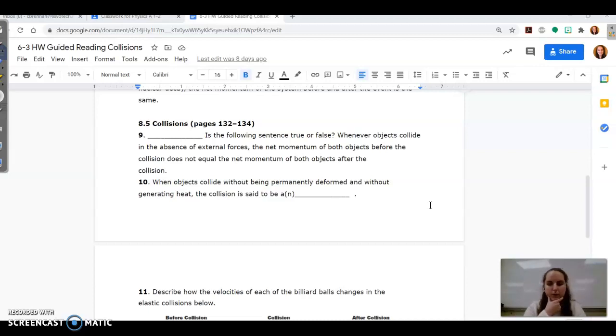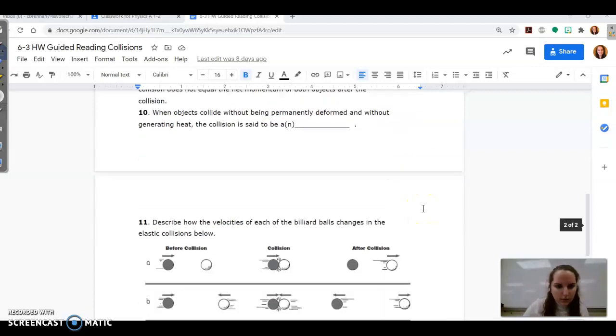When objects collide without being permanently deformed and without generating heat, the collision is called an elastic collision. All right, elastic. So again, this is when we have these two carts that are coming together. This one's at rest, this one's moving in. So we have this collision, bang, and all that happens is that your momentum gets transferred from one cart to another. So the velocity gets transferred to that other cart. Okay, and that's all due to the conservation of momentum. So whatever you start out with, you need to end with. Again, it's the product of those two things.